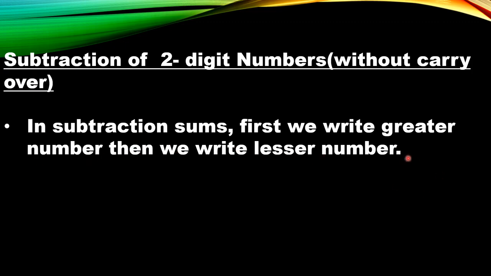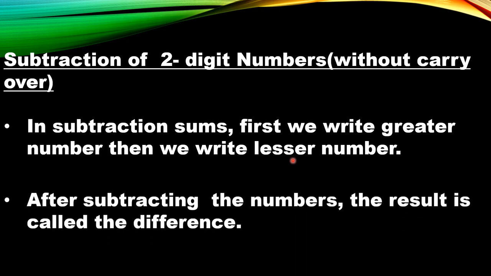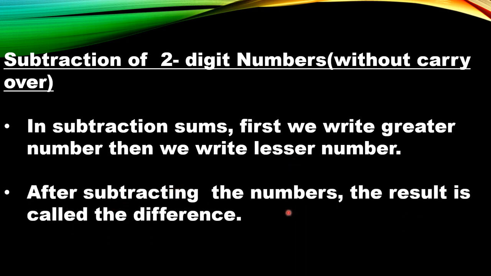बेटा डिफरेंस निकालने के लिए, सब्ट्रैक्ट करने के लिए वी नीड टू नंबर्स, हमें दो नंबर्स की जरूरत होती है. तो हम सबसे पहले कौन सा नंबर लिखेंगे? जो ग्रेटर नंबर होगा, जो नंबर बड़ा होगा, पहले हम वो नंबर लिखेंगे और उसके नीचे हम छोटे वाला नंबर लिखेंगे. अंडरस्टूड बेटा? सो आफ्टर सब्ट्रैक्टिंग द नंबर्स द रिजल्ट इज कॉल्ड द डिफरेंस. जब हम सब्ट्रैक्ट कर देते हैं नंबर्स को, तो जो रिजल्ट आता है वो हमारा डिफरेंस कहलाता है. सो अंडरस्टूड बेटा?